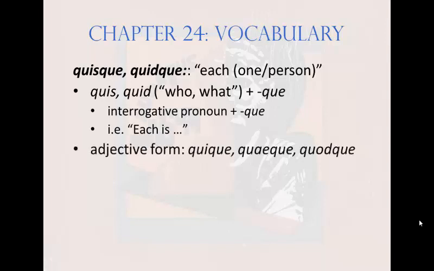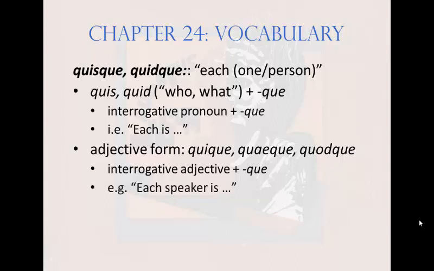Though Wheelock doesn't include it here, there is also an adjective form of this pronoun, quisque, quaeque, quodque, which is used when each modifies a noun. Naturally, the interrogative adjective qui, quae, quod replaces the interrogative pronoun quis, quid when each is used as an adjective with a noun expressed. Say, for instance, each speaker, quisque orator. I won't test you on this, but it's not a bad thing to know. What is the genitive singular of quisque or quique?